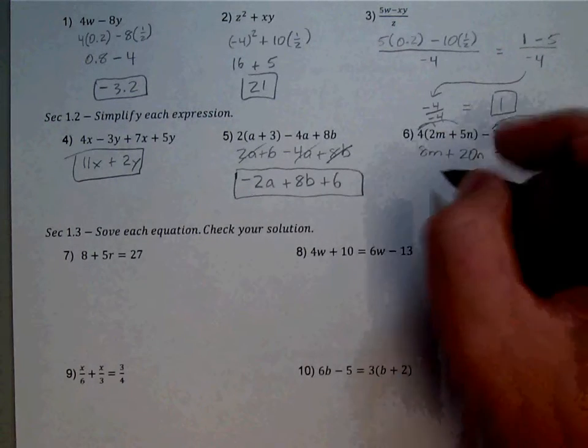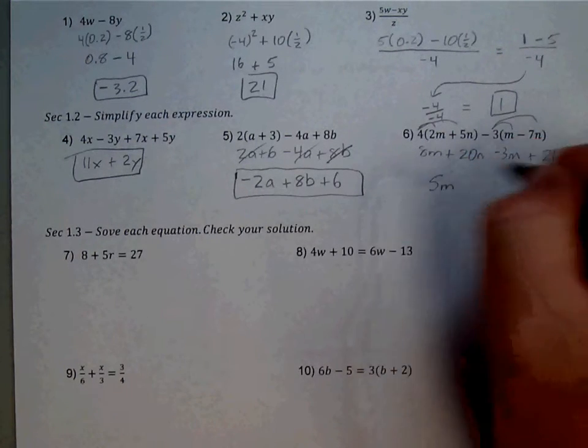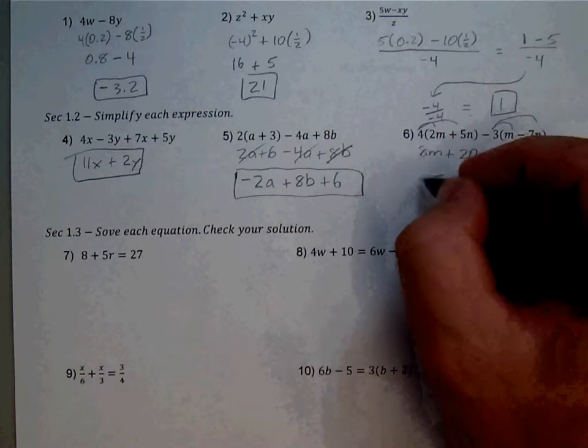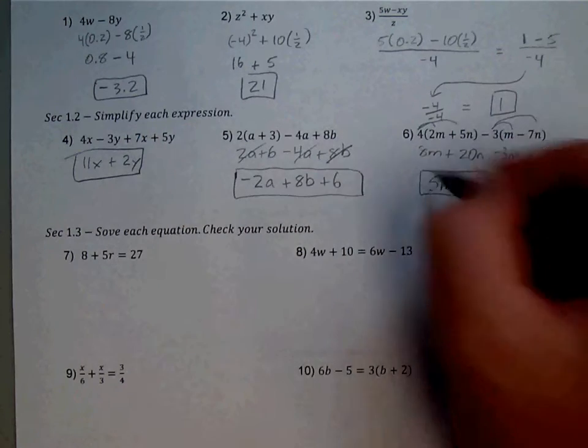M's, 8 and negative 3 makes 5, so 5m. And then 20 and 21 makes 41n. So 5m plus 41n.